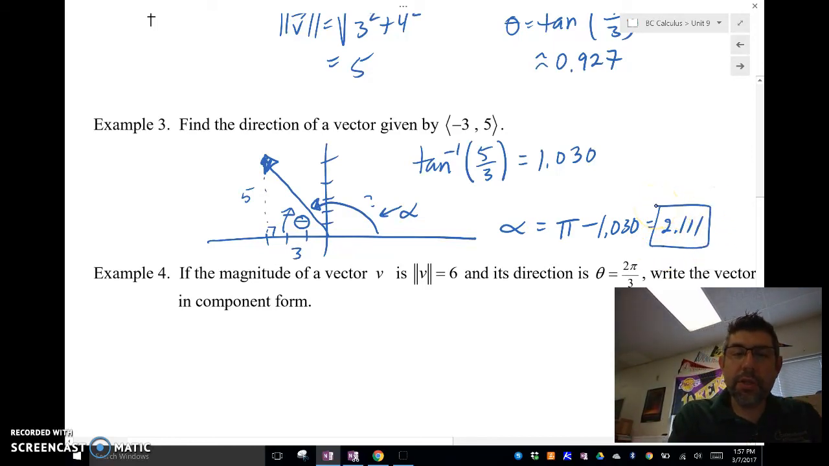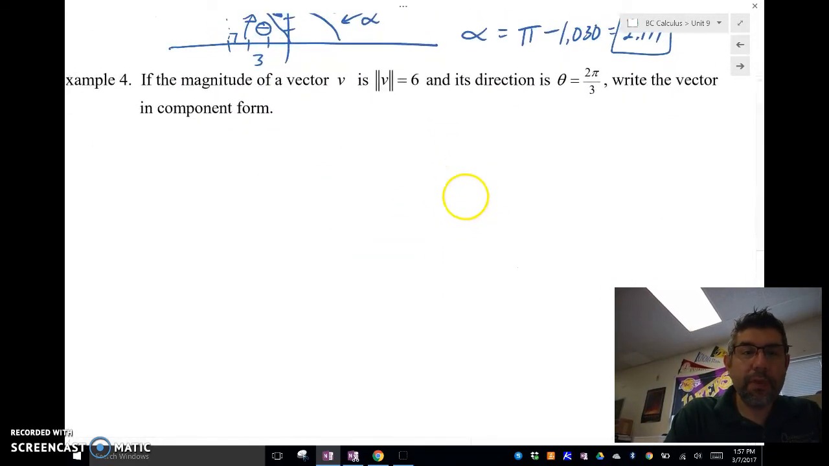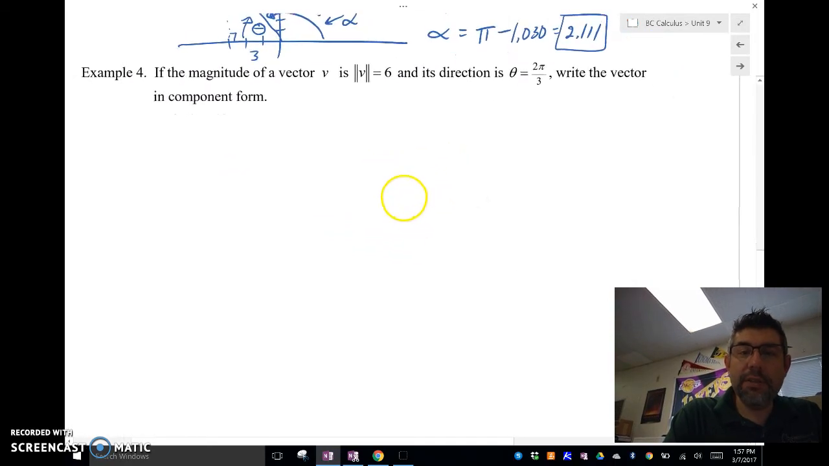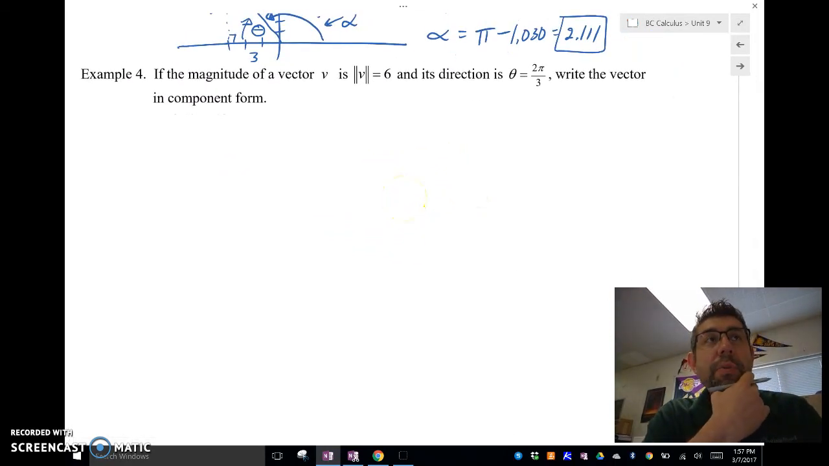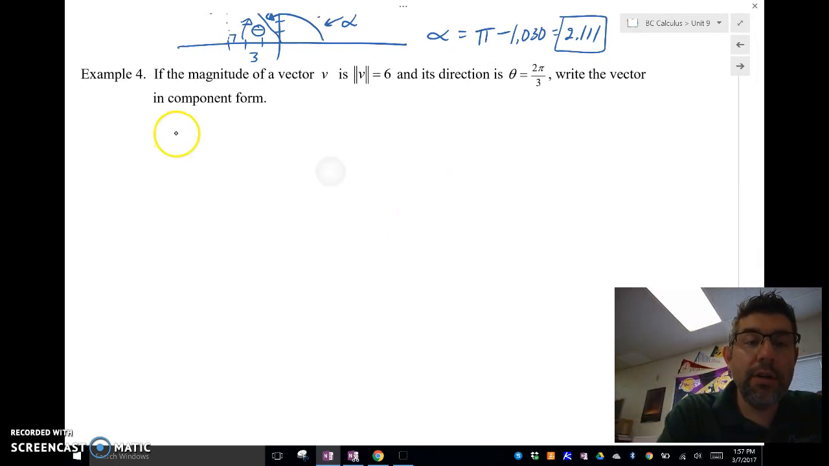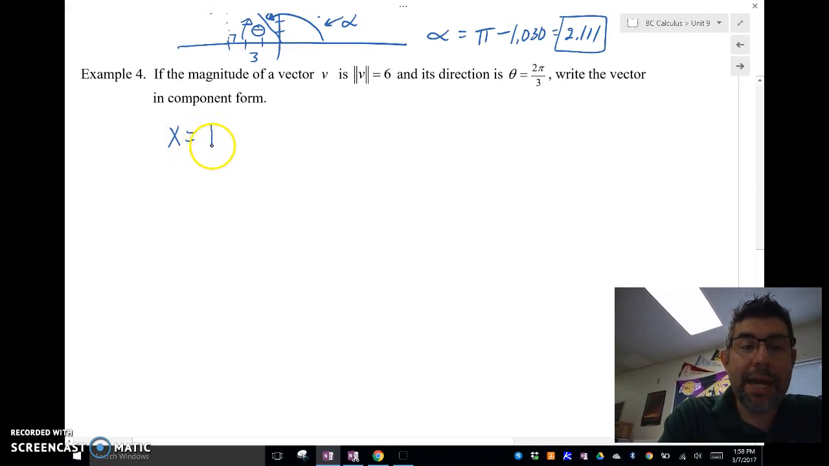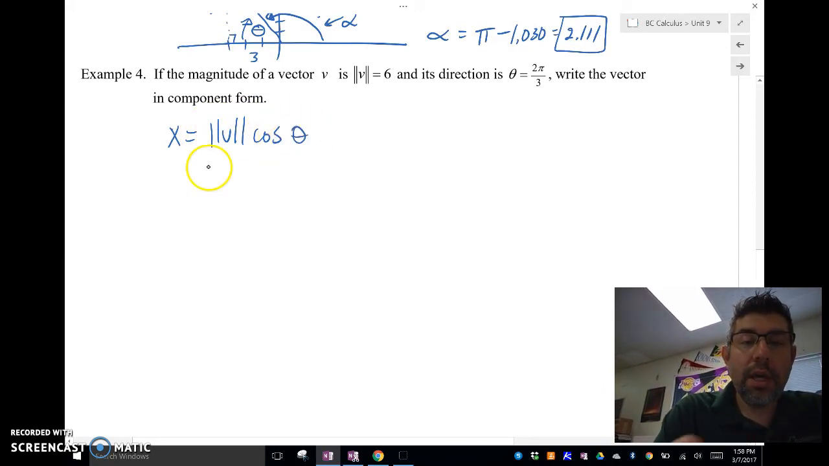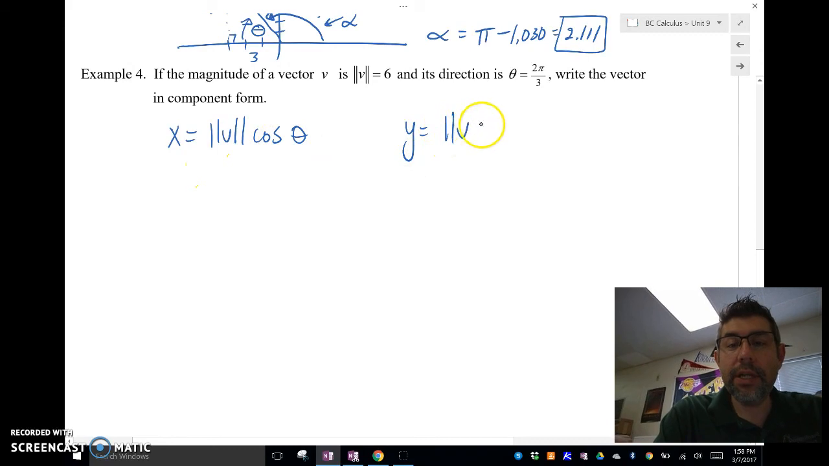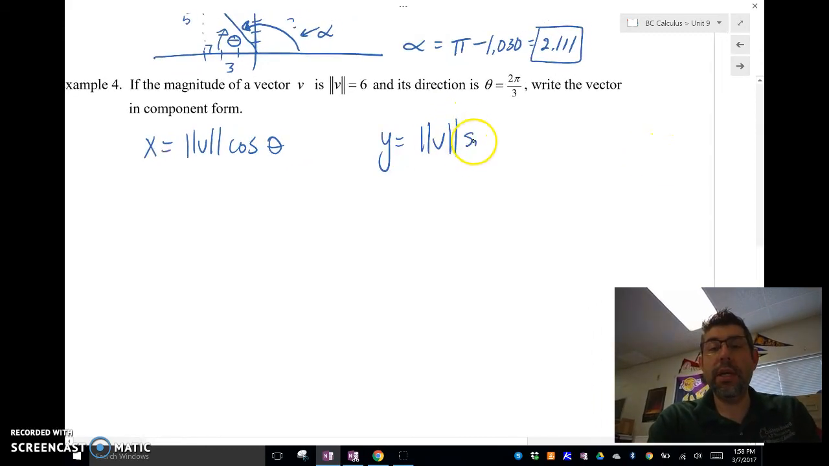So just make sure that you understand what quadrant you're in, so that when you subtract, you subtract the correct angle. All right, so let's do the last example here, number 4. If the magnitude of the vector is 6 and its direction is 2 pi over 3, let's write the vector in component form. So these are really easy here. The component forms are going to be x is equal to the magnitude of the vector times cosine, and y is going to be the magnitude of the vector times sine.